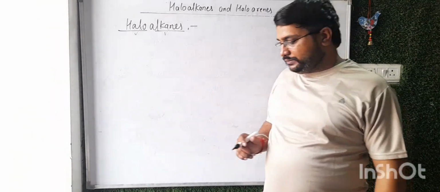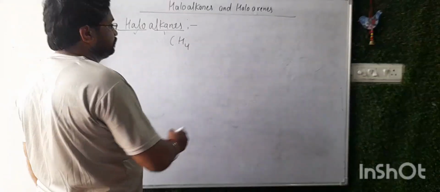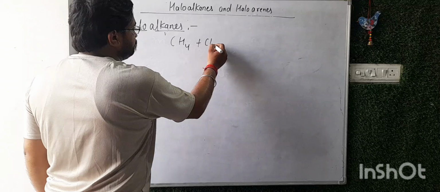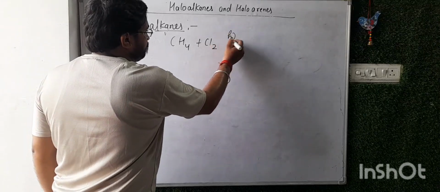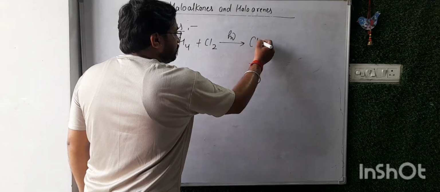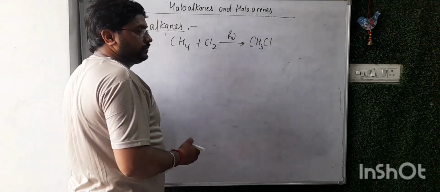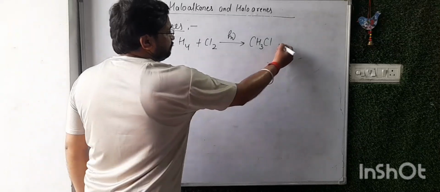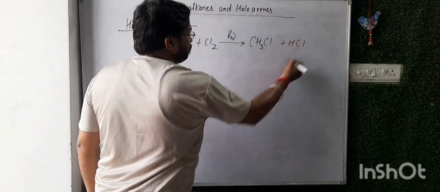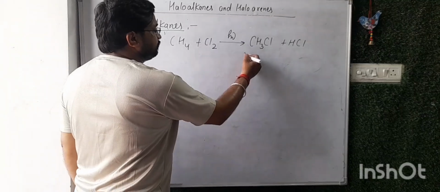haloalkane. For example, here we have methane, CH4, and it reacts with chlorine in the presence of light. What happened? It substitutes one hydrogen with one chlorine atom, and there is the formation of methyl chloride.